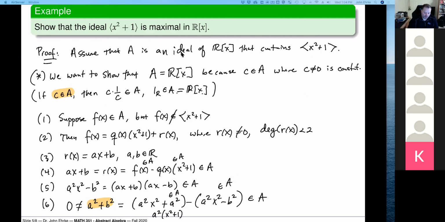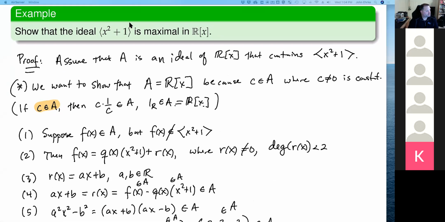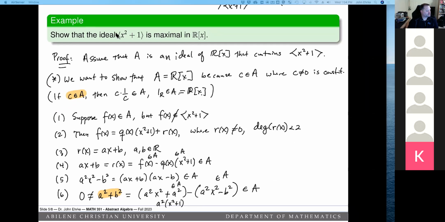So why is this a proof that this principal ideal is maximal? Why does this prove it? Well, the definition of a maximal ideal is that the only ideal which contains it properly is the entire ring. So we assumed that I had an ideal that contained it properly, and we showed that if that's the case, then that ideal must be the entire ring. So the conclusion down here at the bottom is that A must be the entire ring. So x squared plus 1 is maximal.